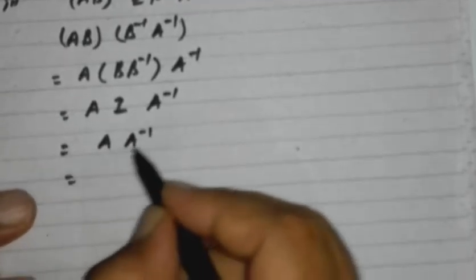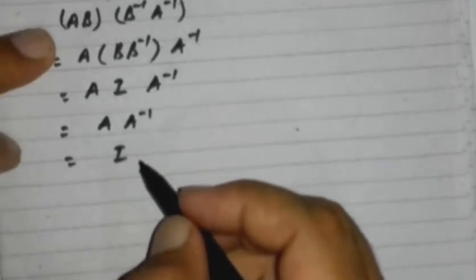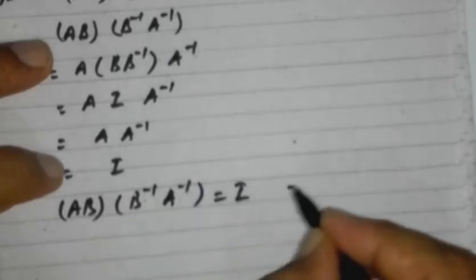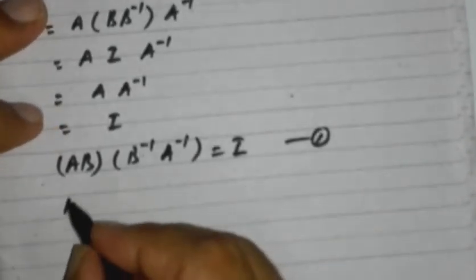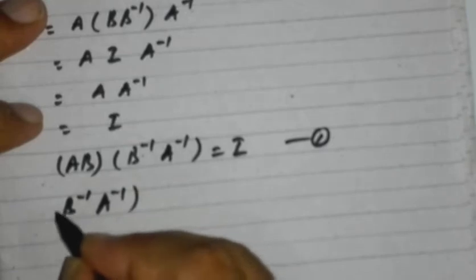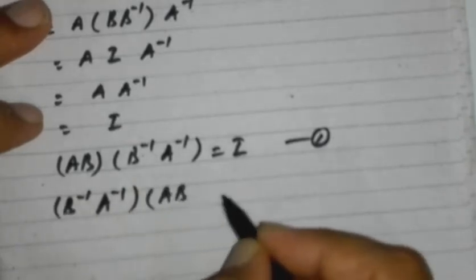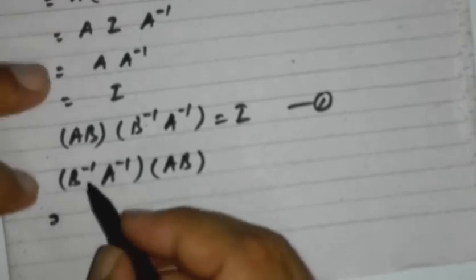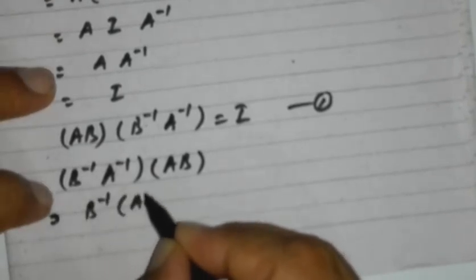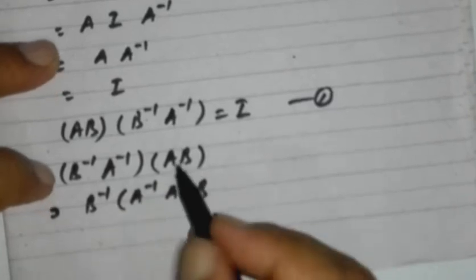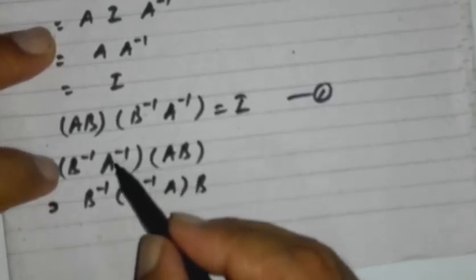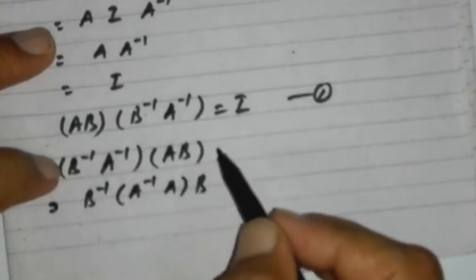Now I into A, we get A inverse. Now A A inverse, we get I again. So by multiplying AB and B inverse A inverse, we get I. Say this is 1. Now take B inverse A inverse and multiply it with AB. Again by the associative law, we can write it as B inverse, here A inverse A, into B. The associative law is that when you take this in, you take this out.